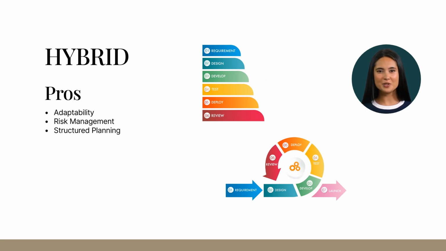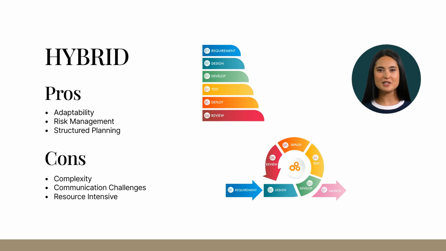Structured planning. Hybrid combines the detailed planning of waterfall with the adaptability of Agile. The initial planning stages are well-defined, providing a roadmap, while the iterative cycles allow for adjustments based on evolving project needs without compromising structure. Now let's look at some of the cons of the hybrid methodology. Complexity. The hybrid approach can introduce complexity due to the need to manage both structured and adaptive components. This complexity may lead to challenges in maintaining a balance between the two methodologies throughout the project lifecycle.